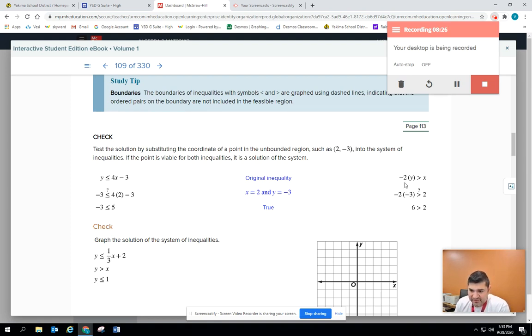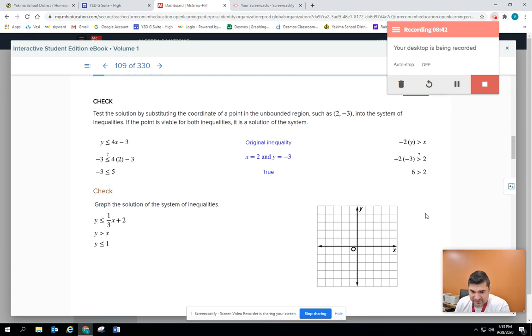Same thing for the other side. We've got -2, and in place of y, we're going to place -3, and in place of x, we're going to place 2. -2 times -3 is 6. 6 is greater than 2. So this solution does work.